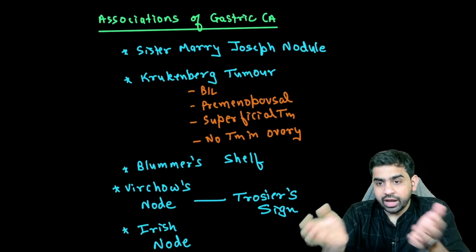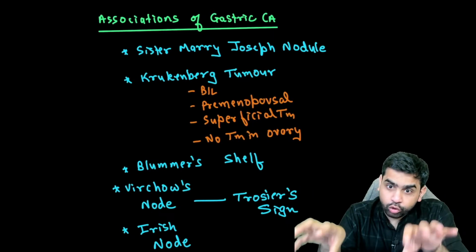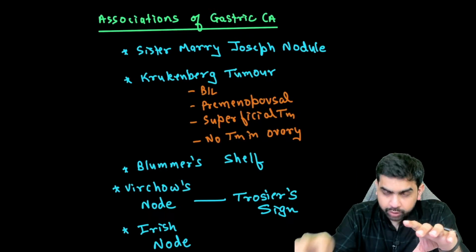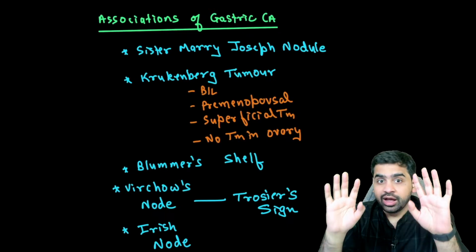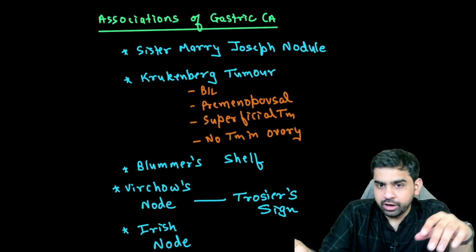How do you know that? With the help of an ultrasound and CT, you get to know whether it is a primary ovarian tumor or not. In Krukenberg's tumor, what is going to happen? There is a superficial deposit over the ovaries, and that is Krukenberg's tumor. It can be bilateral, a transcoelomic spread of the gastric cancer.